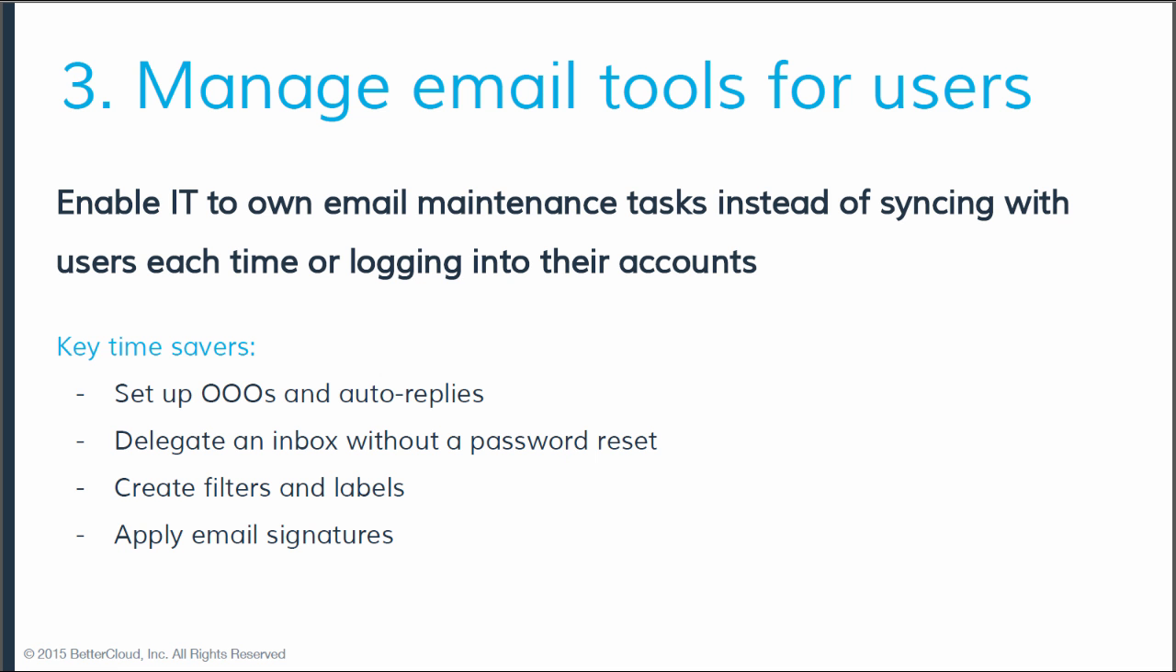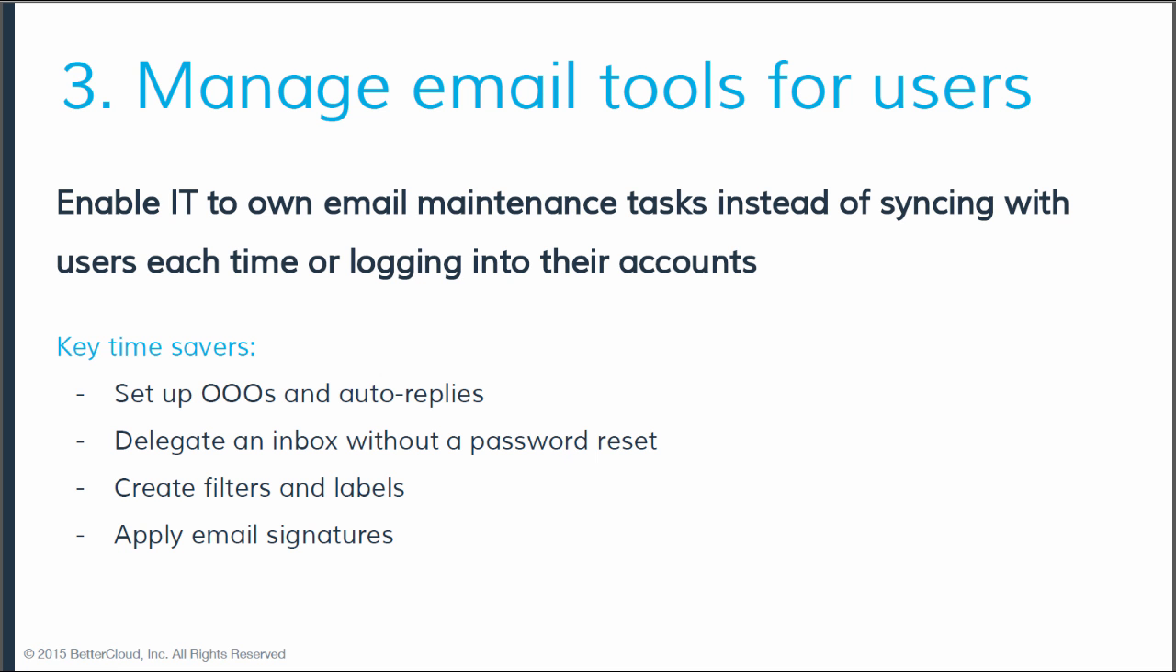So some of the key time savers: setting up out of office and auto replies. This goes into deprovisioning. Most of the time when you deprovision a user nowadays, you don't usually delete their account or block their email from coming in. You usually set up an auto reply that says, hey, so-and-so is no longer with our organization, please reach out to this other person, or someone will be monitoring this email box, whatever the case may be. So being able to configure those is important.